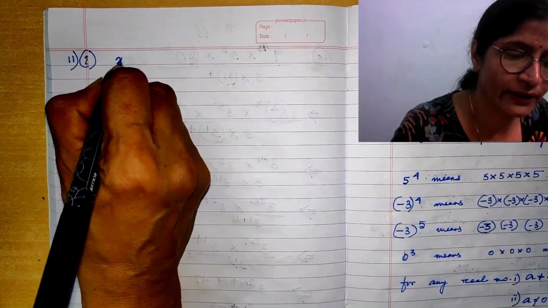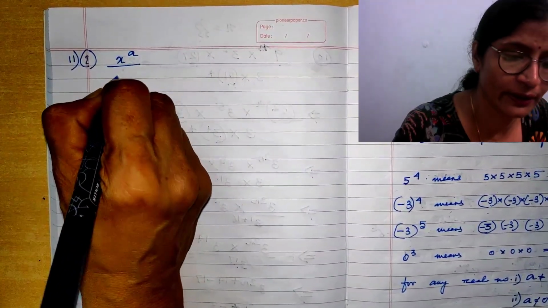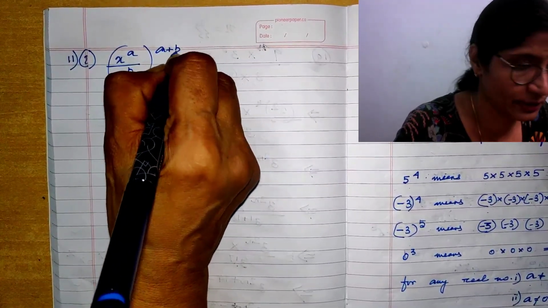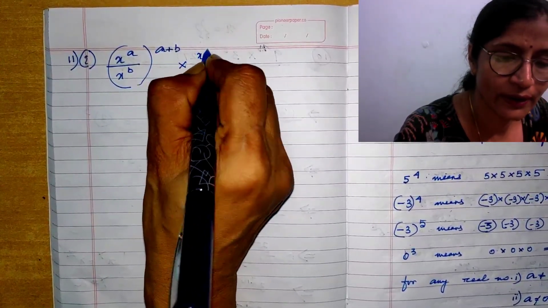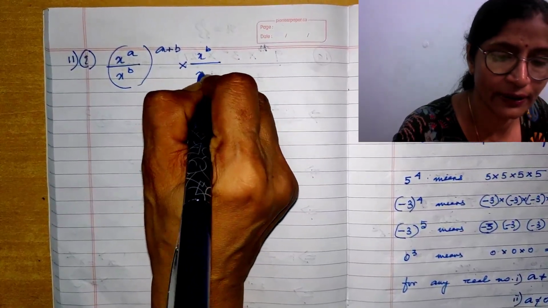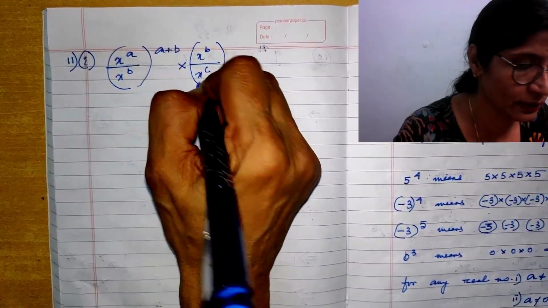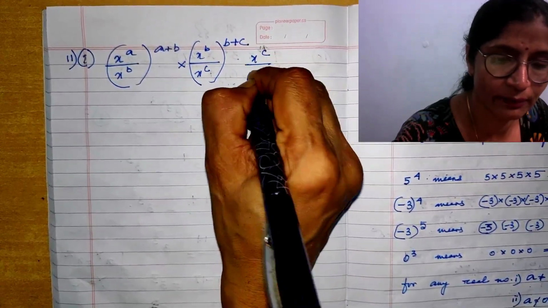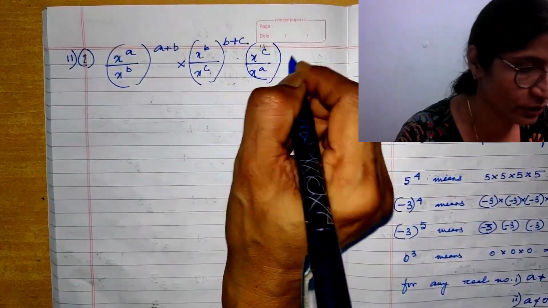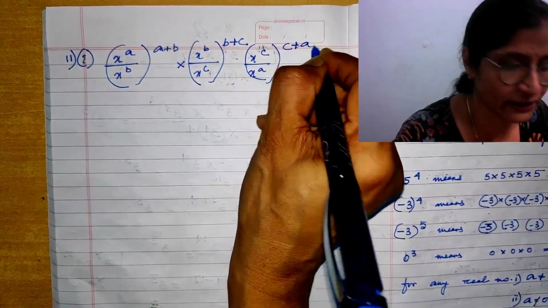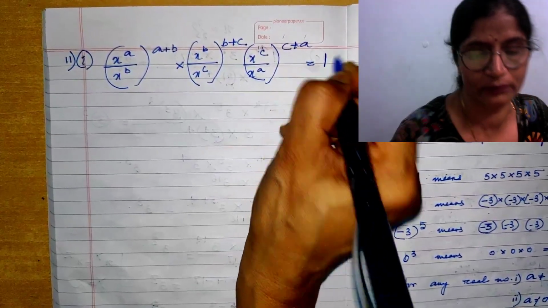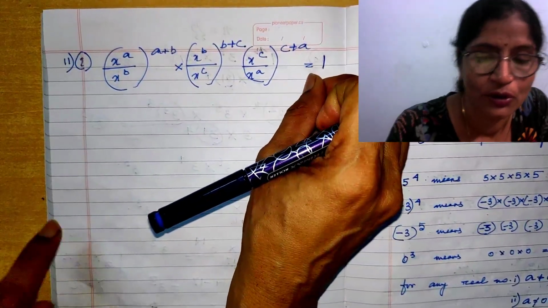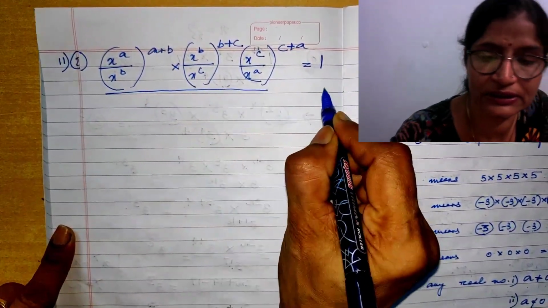X to the power a divided by x to the power b whole to the power a plus b, into x to the power b divided by x to the power c whole to the power b plus c, into x to the power c divided by x to the power a whole to the power c plus a, equal to 1. Here you have to prove that this is equal to this. This is the left hand side and this is the right hand side.